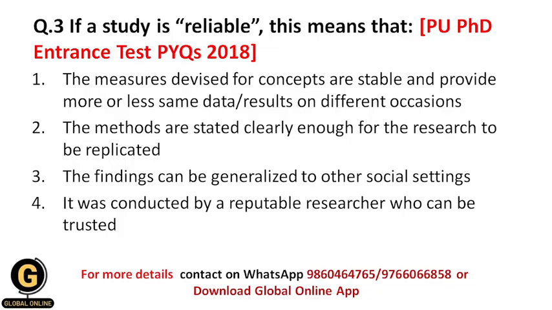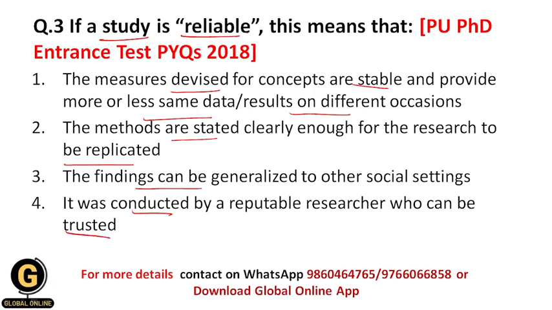Okay, if a study is reliable, what is the meaning of that? The measures devised for concepts are stable and provide more or less the same data or results on different occasions. The methods are stated clearly enough for the research to be replicated. The findings can be generalized to other social settings. It was conducted by a reputable researcher who can be trusted.